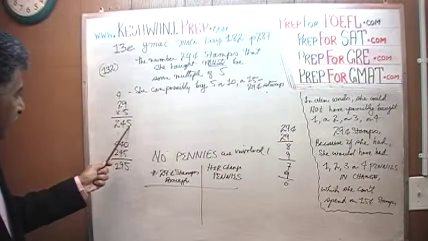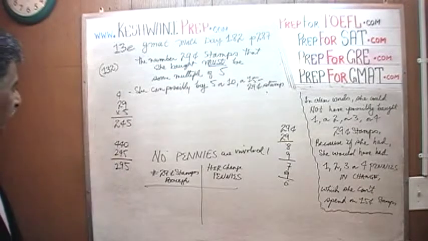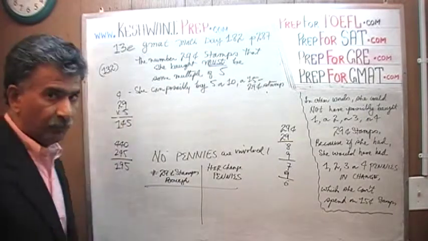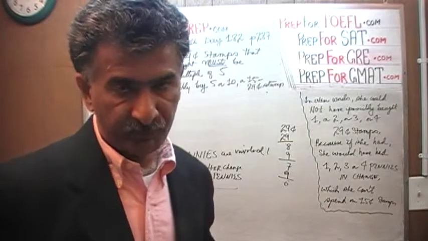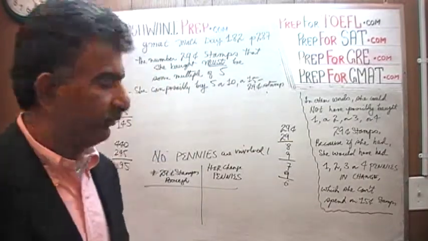9 5s are 45, that's 5, carry 4. This is 10, 10 plus 4 is 14. I knew something was wrong here. So she will spend $1.45 on the 29-cent stamps, which makes perfect sense because had there been 30 cents, it would have been 30 times 5, which would have been $1.50 even.